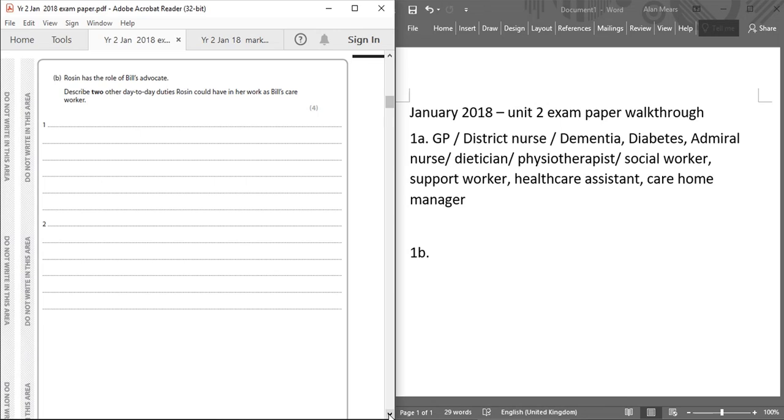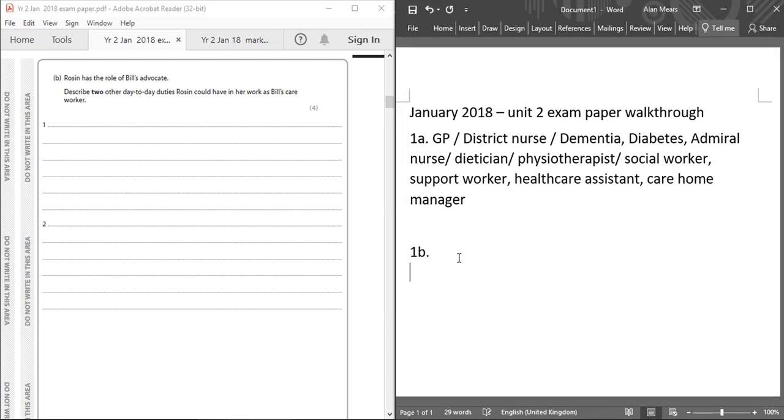And as I always kind of say to my class, if they want 2 things, but it's worth 4 marks, they clearly want you to explain a little bit of those 2 things or expand on them ever so slightly to gain the 2nd mark. So if we bullet point list what Rasheen probably does in her day-to-day role with helping Bill, there will be personal care being provided. That's washing, dressing, feeding.